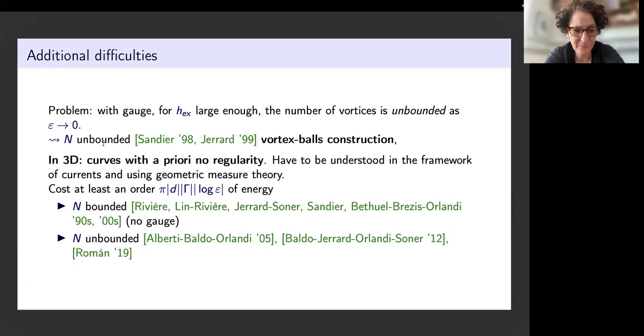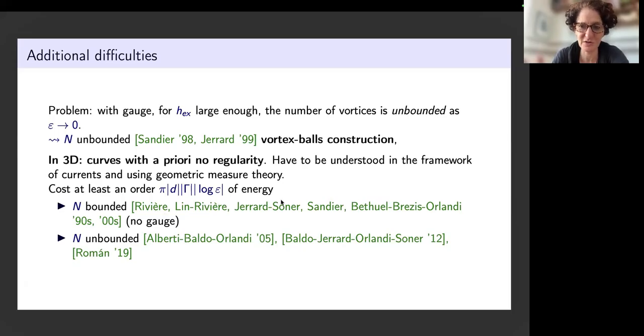Right? So instead of paying the price pi d log epsilon per vortex, which was the price in 2D energy cost, it was quantized. Now the price is going to be pi d times the length of the curve. So this is denoted like that, like the mass of the current gamma. So you have to integrate the cost along the line. So you pay the length, and that's no longer quantized. So that's important. And so people have worked on developing tools to describe this precisely with these GMT ideas.